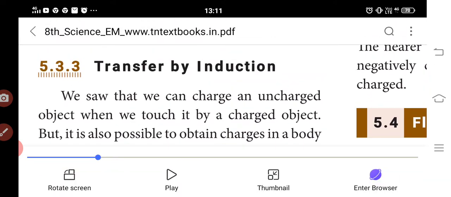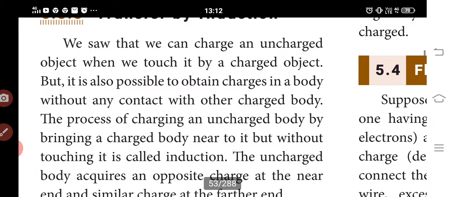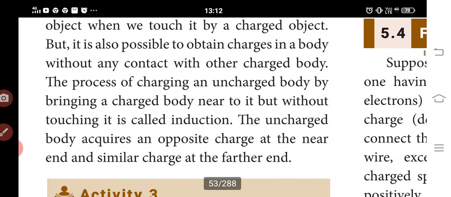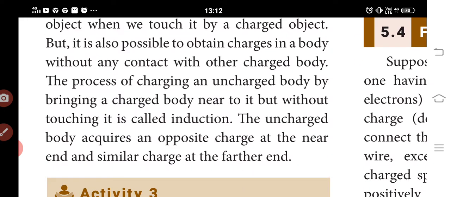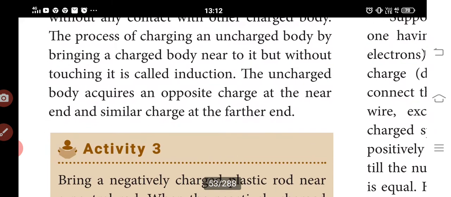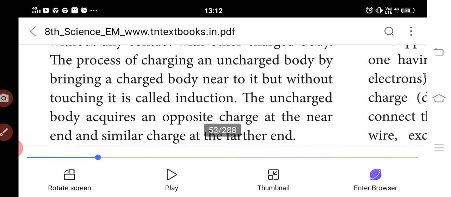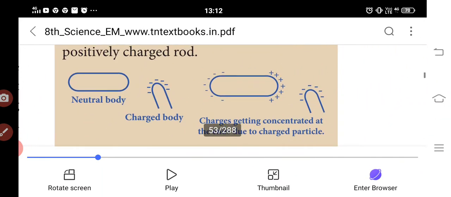So we saw that we can charge an uncharged object when we touch it with a charged object. But it is also possible to obtain charges in a body without any contact with another charged body. The process of charging an uncharged body by bringing a charged body near to it, but without touching it, is called induction. The uncharged body acquires opposite charge at the near end and similar charge at the further end.